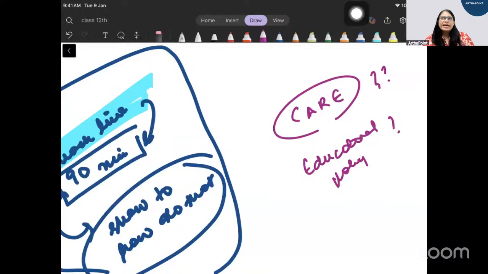BHU cutoff, again it goes all the way. Again, it depends on each year, but it can go up to 160, 170 also.